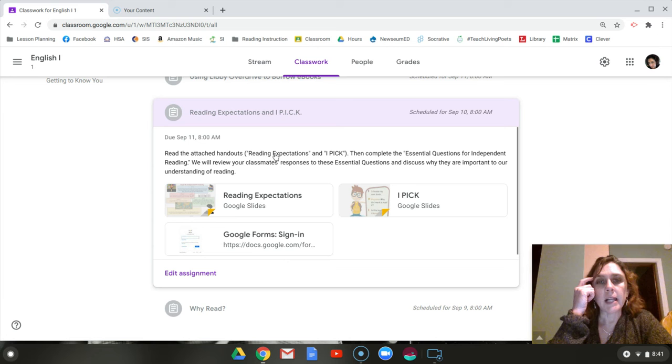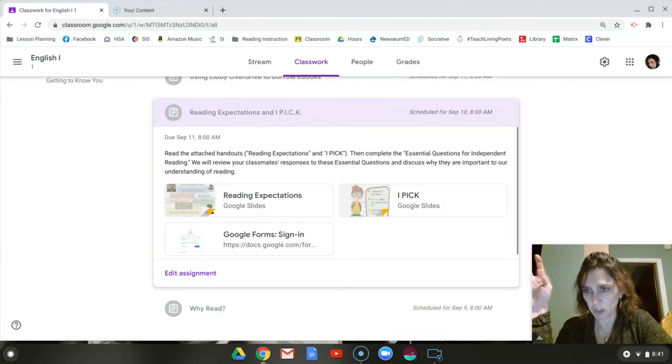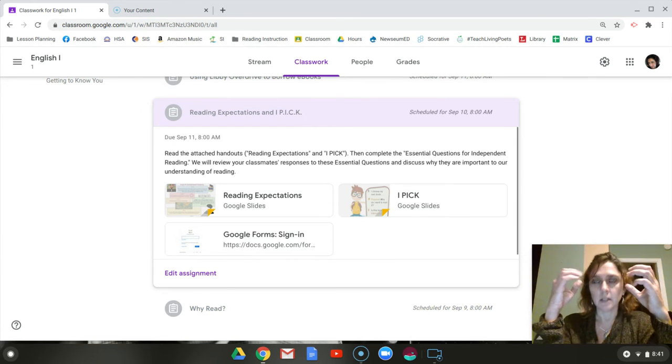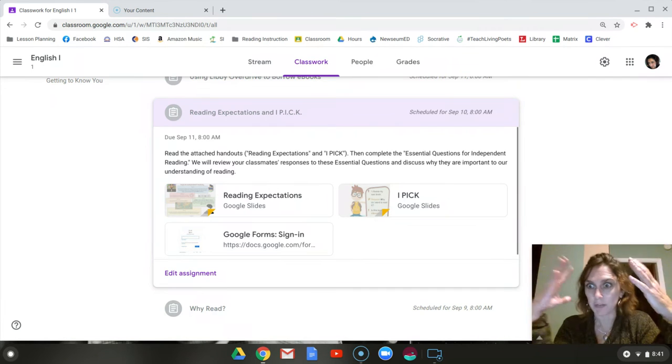We will review your classmates' responses to these essential questions and discuss why they are important to our understanding of reading. So let's talk for a second about what I mean by essential question. Essential is something that is super duper important to our understanding. Essential is something that's important to our life. Essential is something that's absolutely vital. You have to have it.